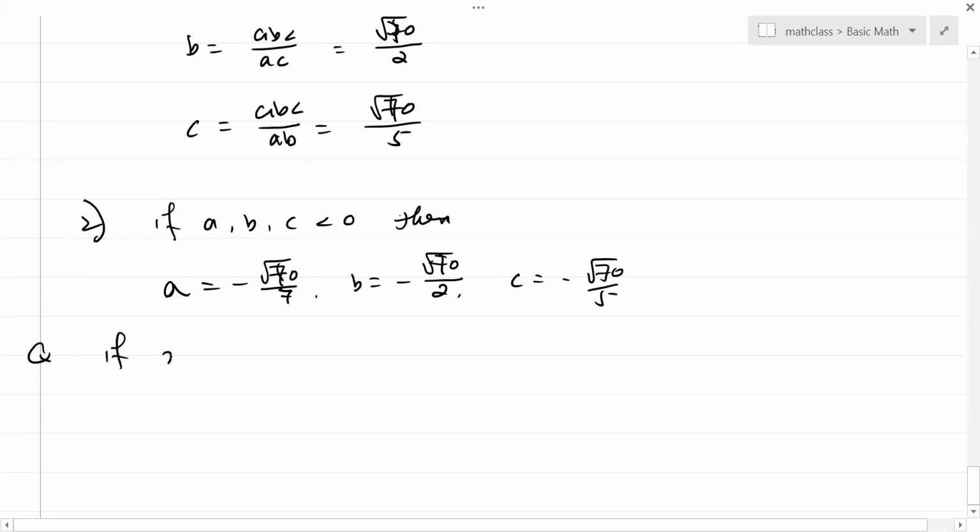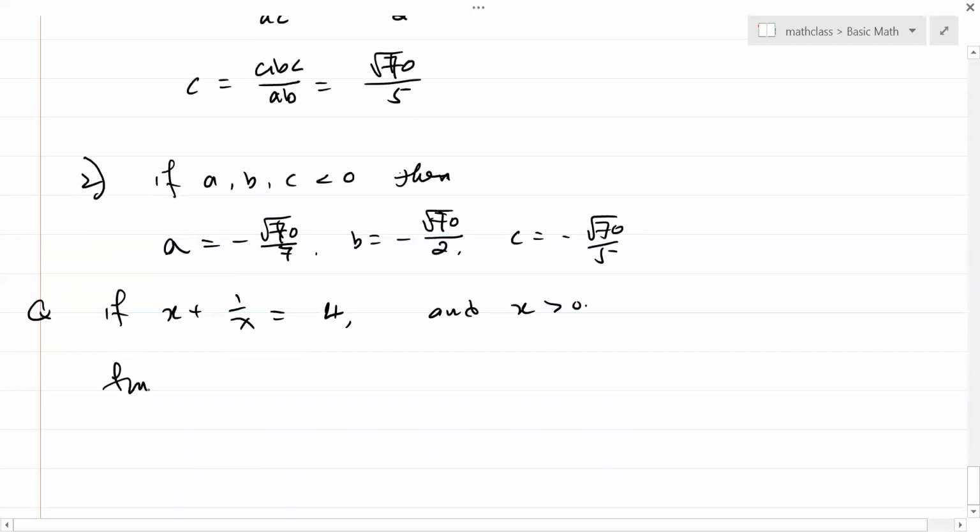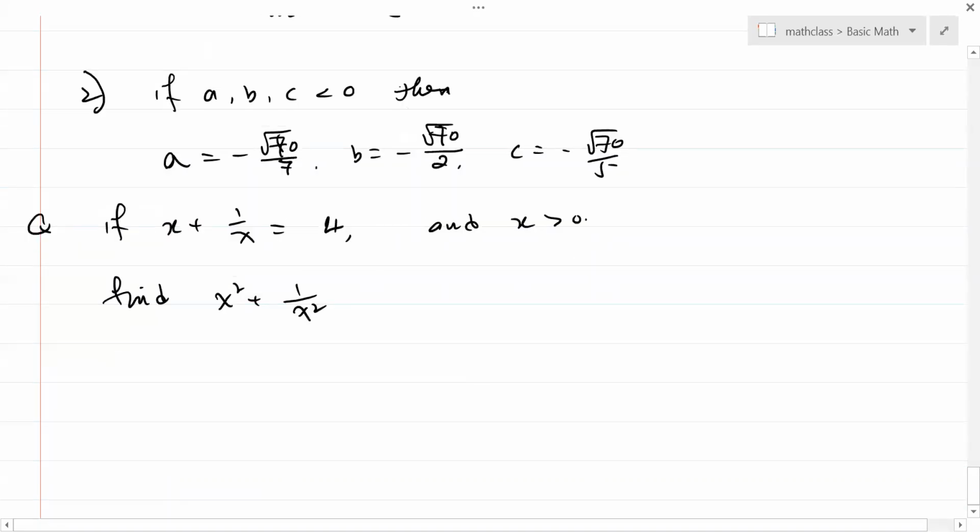For example, x plus 1 over x equals 4, and x is positive. Can x be negative? Maybe, but I just assume positive. Find the value of x squared plus 1 over x squared. Please go ahead and do it.